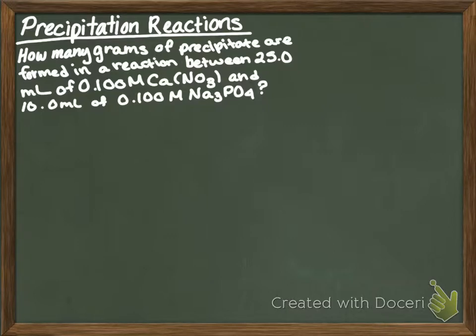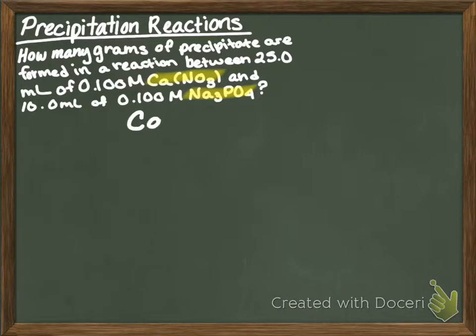from a reaction between 25 milliliters of a 0.1 molar calcium nitrate solution and 10 milliliters of a 0.1 molar sodium phosphate solution. Looking at this, we can see both of our reactants listed out here. We've got our calcium nitrate and our sodium phosphate, and it says those are the ones that are reacting together. And so we can go ahead and write our chemical equation. That's almost always where we're going to start whenever we're doing one of these problems.